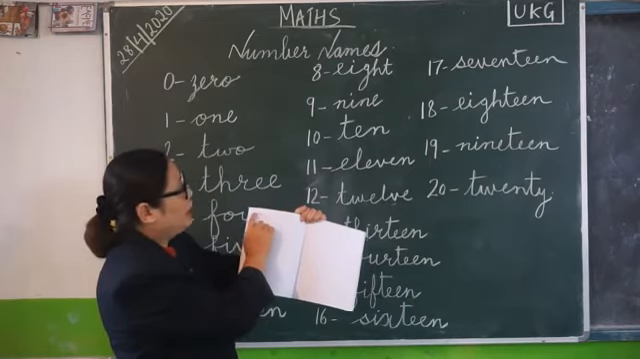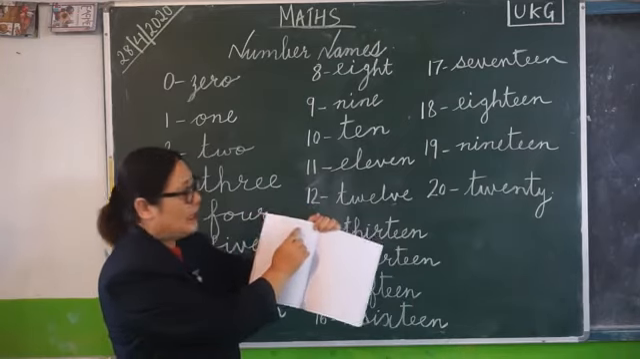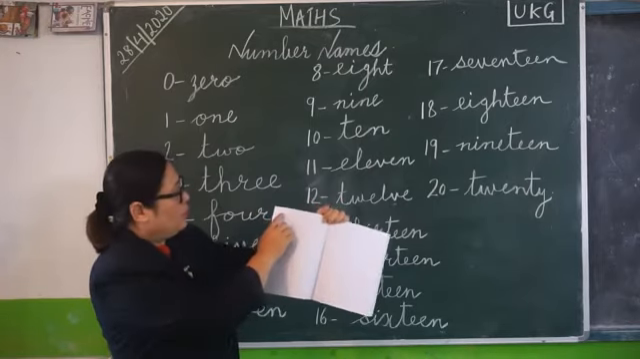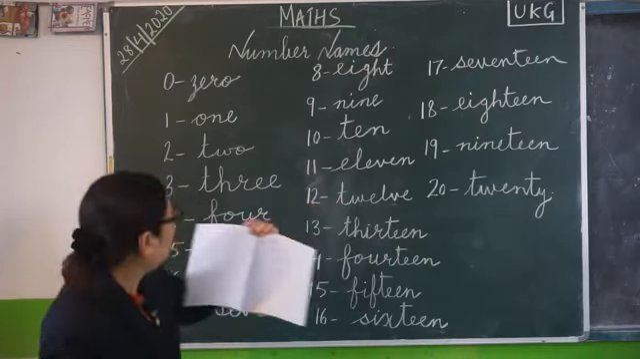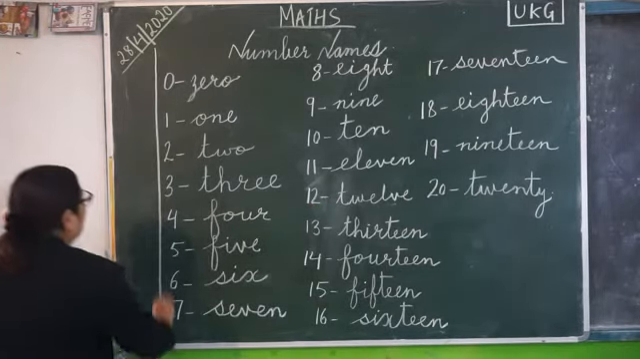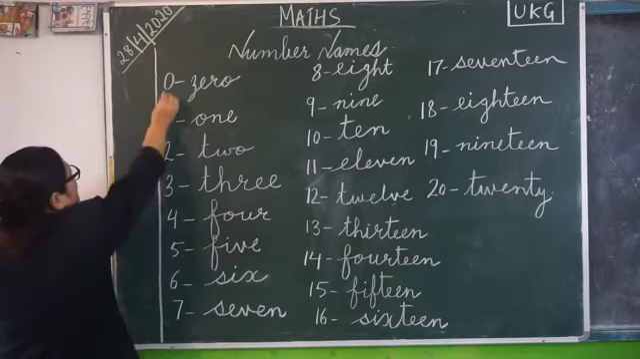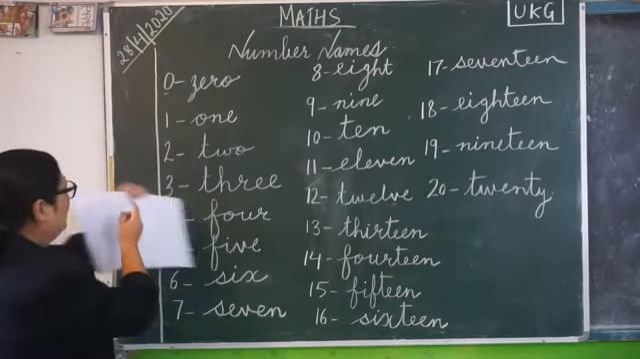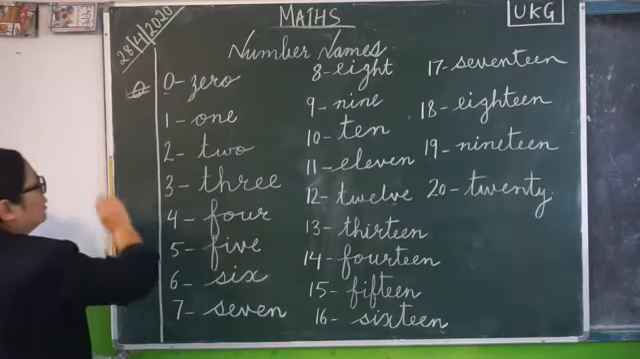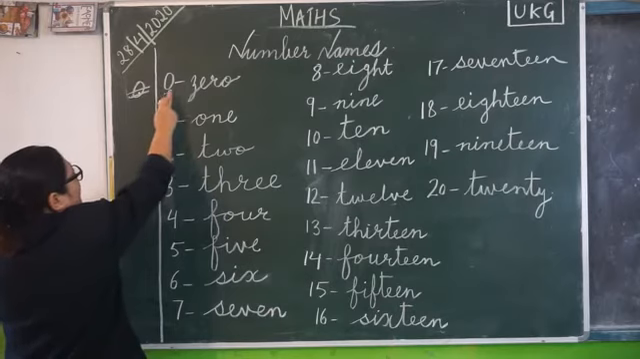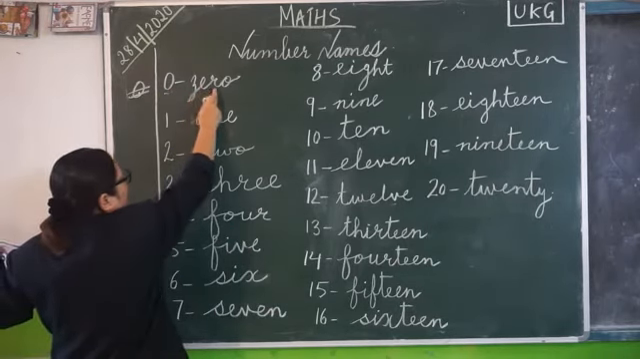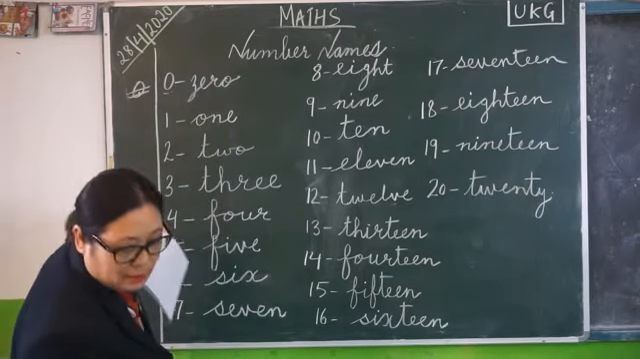But when you are writing in your copy, here you have to write date, number names on the first line, then start from here. This is your red line, okay? Red line here, you have a red line, like this. And inside the red line you have to write 0, okay? Not outside, inside only. Then write the names. Z-E-R-O-0. Okay, children? Like this.